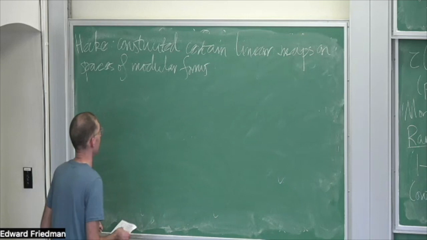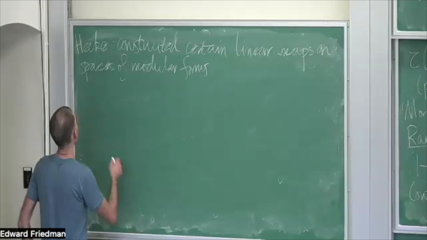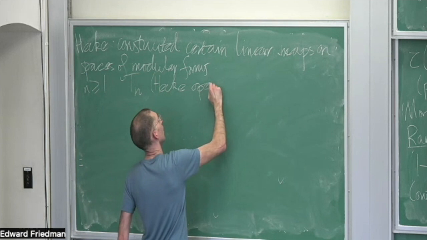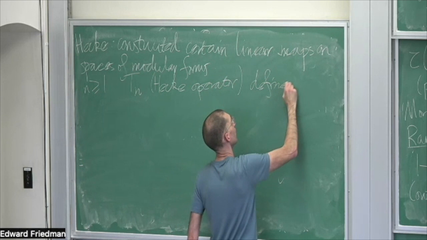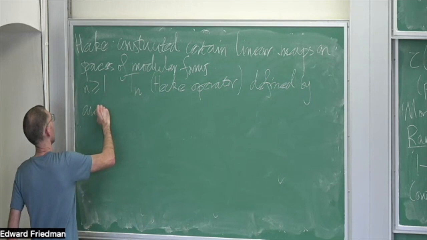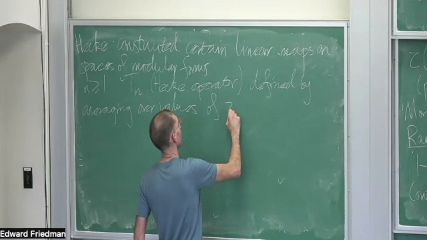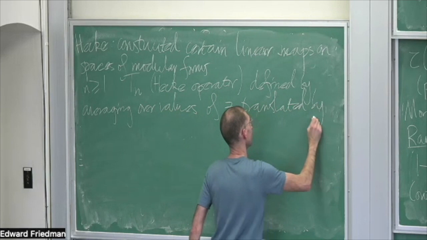What are these things called? For each integer n greater than or equal to one, there's something called a Hecke operator. It's defined by some kind of averaging over values of f at z translated by certain matrices a, b, c, d.